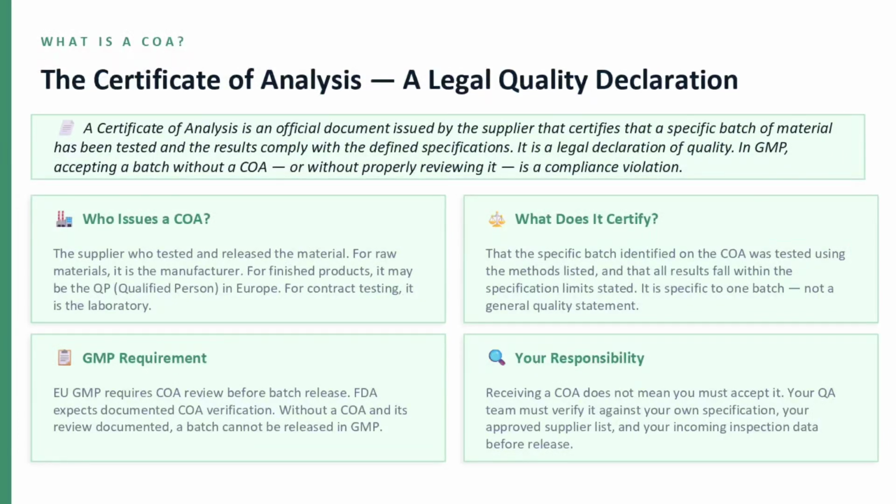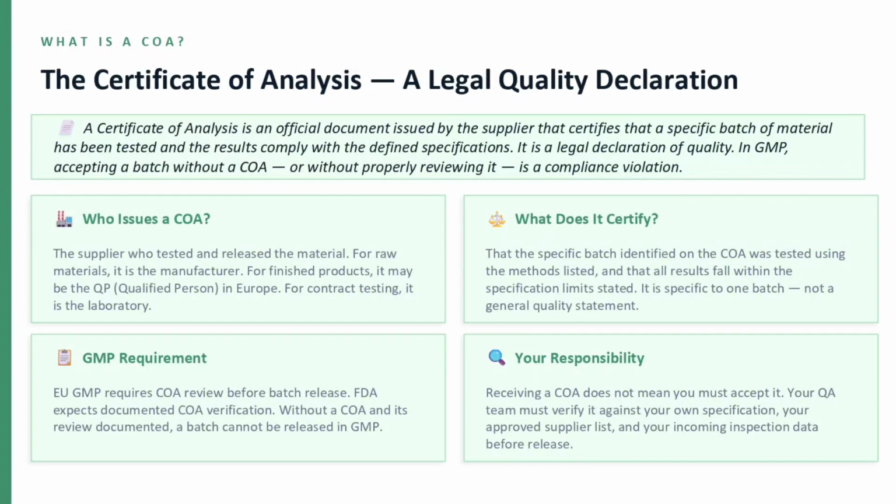A certificate of analysis is an official document issued by the supplier certifying that a specific batch of material has been tested and that the results comply with the defined specifications. That word certify is important. This is not a summary or a data sheet. It is a formal declaration of quality for a specific batch. It has legal significance. In GMP, you cannot accept a material or release a product without a reviewed and approved COA on file.